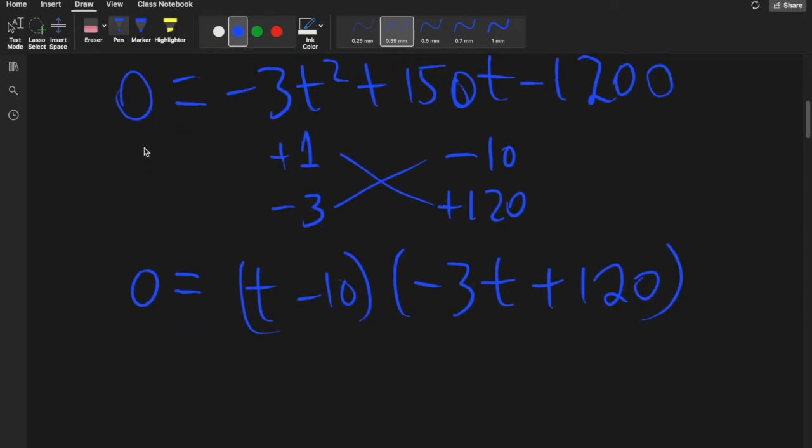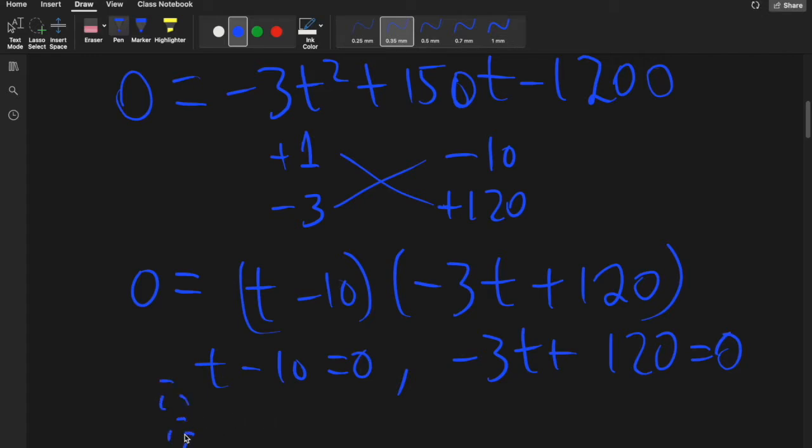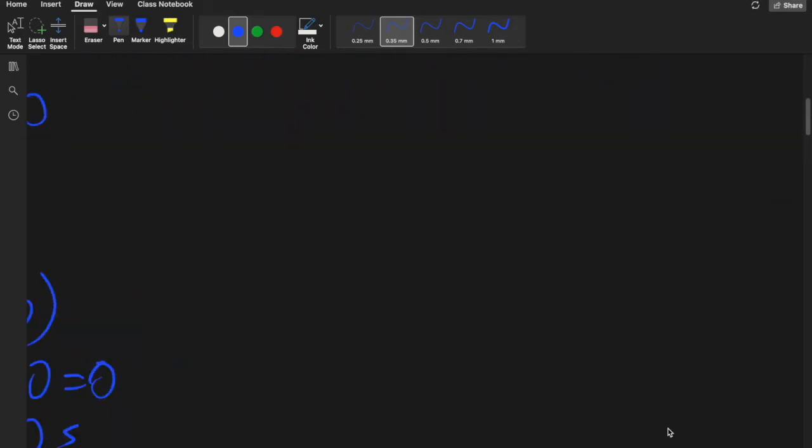So now we are just gonna solve for t. Because the whole equation is equal to 0, t minus 10 will be equal to 0, and negative 3t plus 120 will also equal 0, right? So here we have t is equal to 10, or t is equal to 40, right? So we have 2 answers here. How can we know which one is right? Let me just write it here.